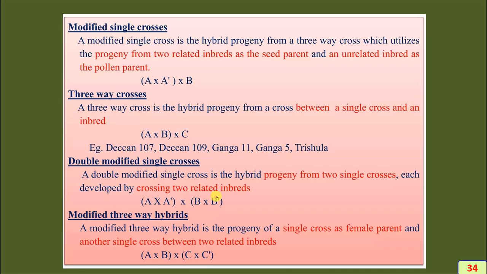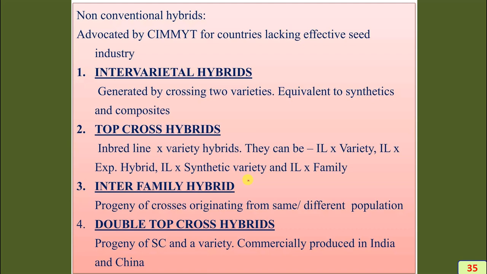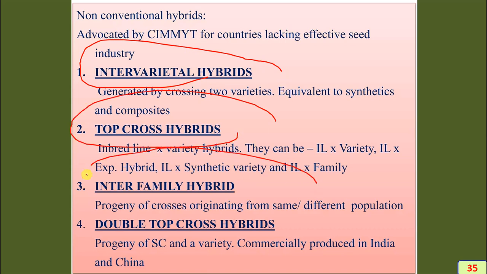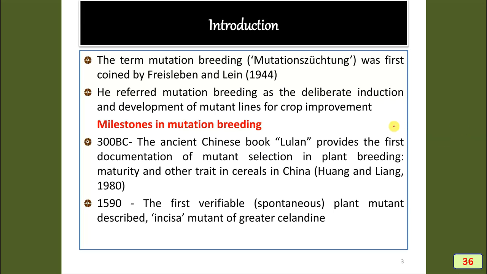Then the modified single crosses, three-way crosses, double modified single crosses, and modified three-way hybrids. All these were later developed in one way or another. Then intervarietal hybrids have also been developed, top cross hybrids, then interfamily hybrids, and double top cross hybrids have been developed in the case of the crosses.